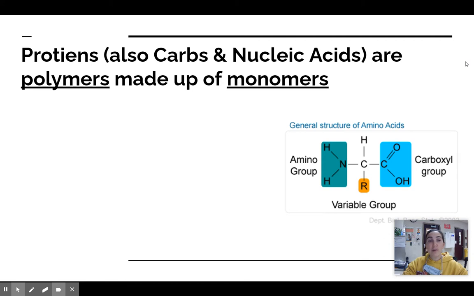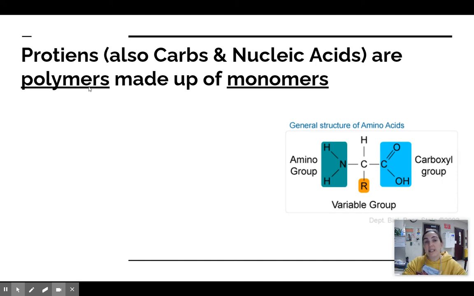All right, so proteins are one of the groups of biomolecules we're going to be studying, and they are what's known as a polymer. Carbohydrates and nucleic acids are also polymers. The word polymer just means that it's composed of units that repeat over and over. So it means it has smaller building blocks. Those building blocks are called monomers that are linked together in a big long chain to create a larger molecule.